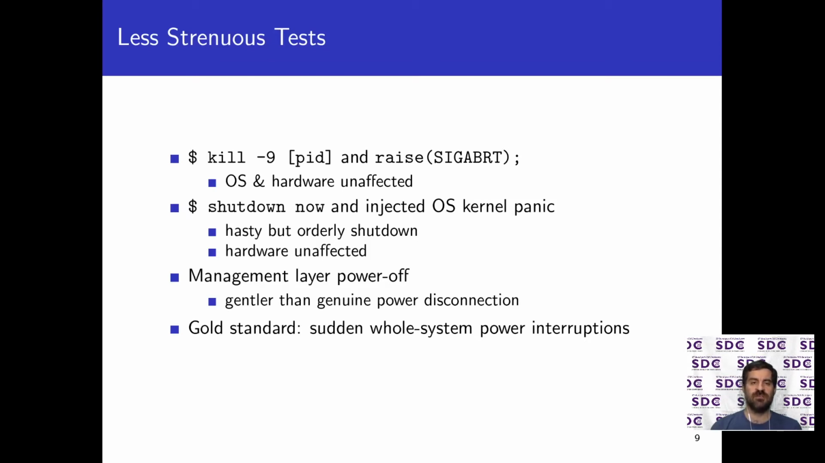Some servers feature management interfaces that allow you to remotely power down the machine. This is much gentler and more orderly than a sudden power cutoff. Bottom line is, you should accept no substitutes. Test on genuine, sudden, whole system power interruptions.